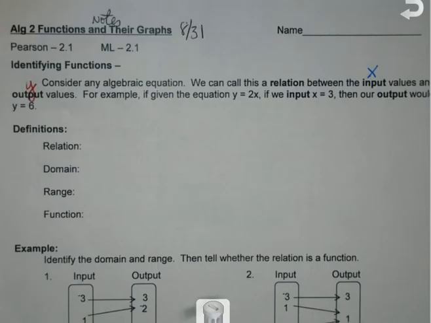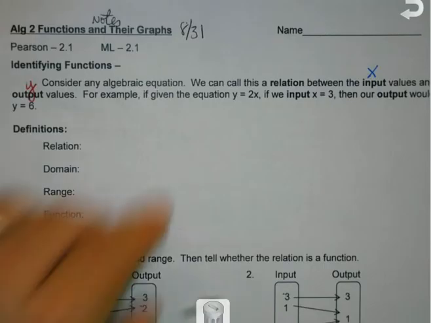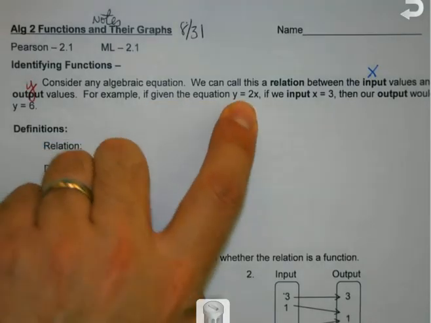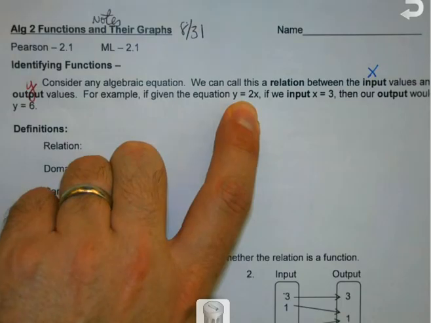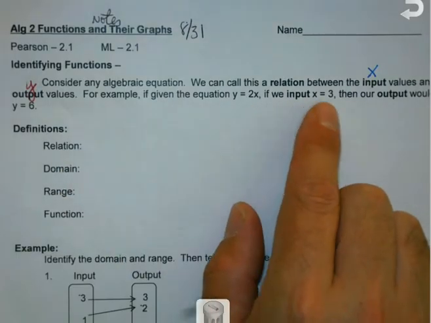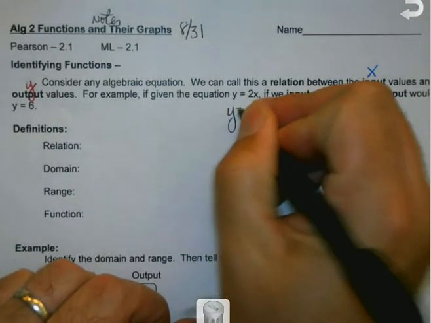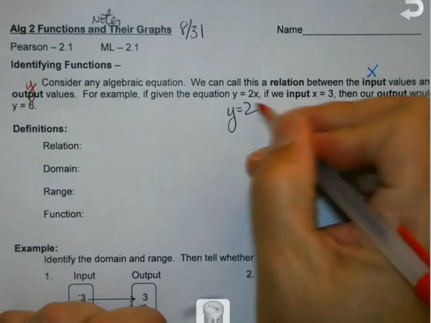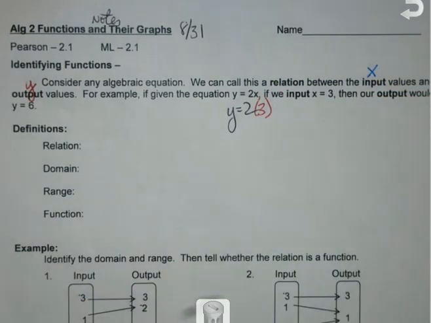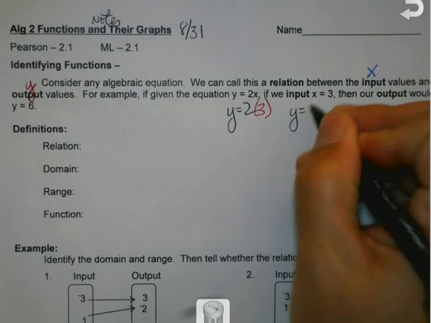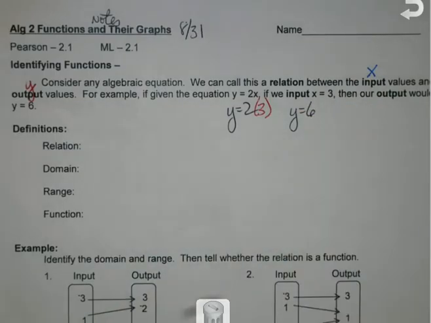So like with the example that I have up here, if given the equation y equals 2x, that would be my relation. If we input x equals 3, in other words, if we substitute 3 in for x, the result, my output, would be 6.